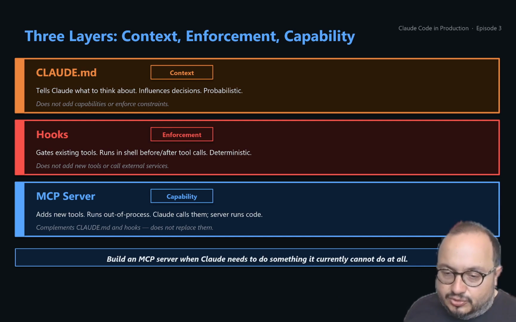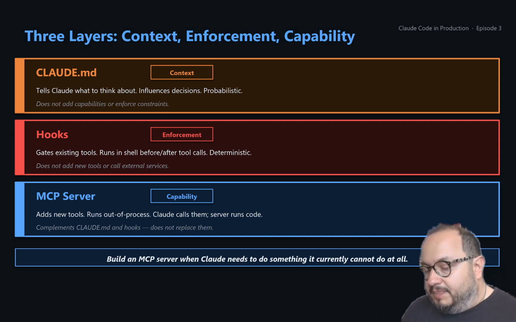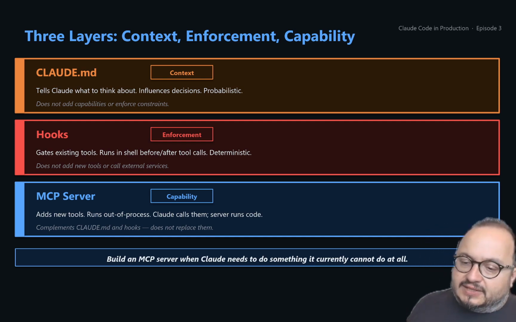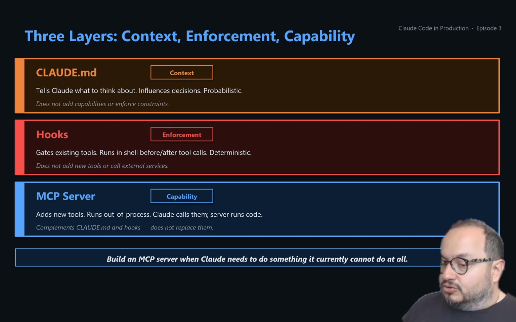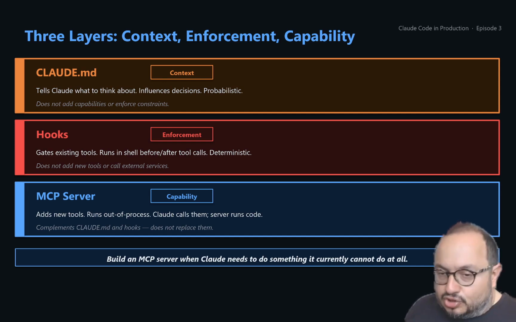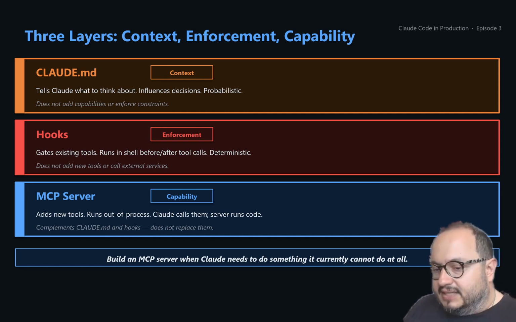The canonical use cases are reading data from a database or API that would otherwise require copy-pasting, generating structured artifacts like slide decks or documents, calling internal systems Claude does not have credentials to reach directly, and wrapping expensive or slow operations that need caching. To build an MCP server correctly, you need to understand 3 primitives it exposes.